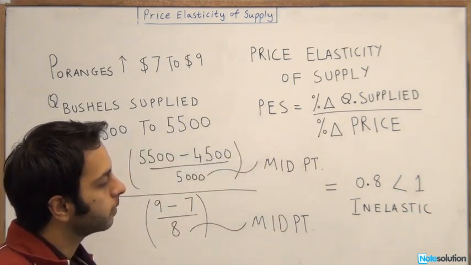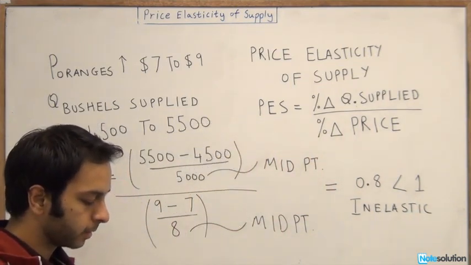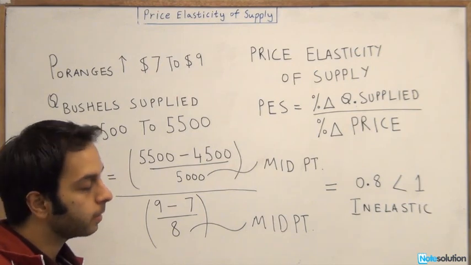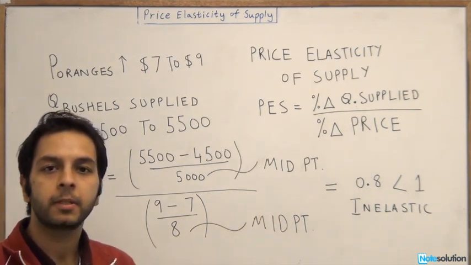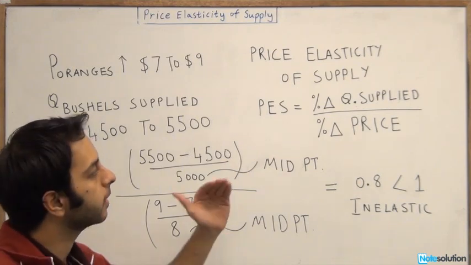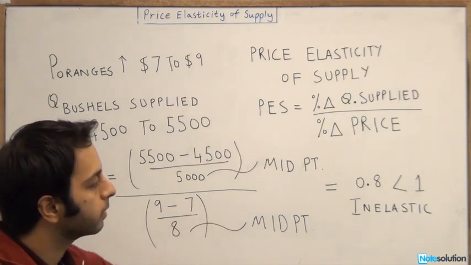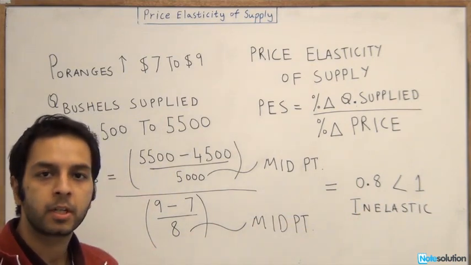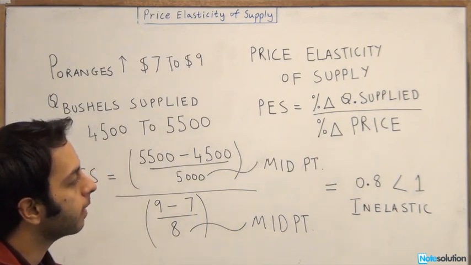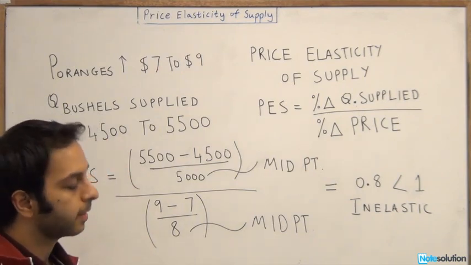So just going through the options so that we don't miss anything. The next one says the supply of oranges is unitary elastic. Now that would be the case if the percentage change in price equaled the percentage change in quantity supplied, or this number was actually equal to 1. So the same percentage change in price results in a similar percentage change in quantity supplied. And since that's not the case, we can discount that.